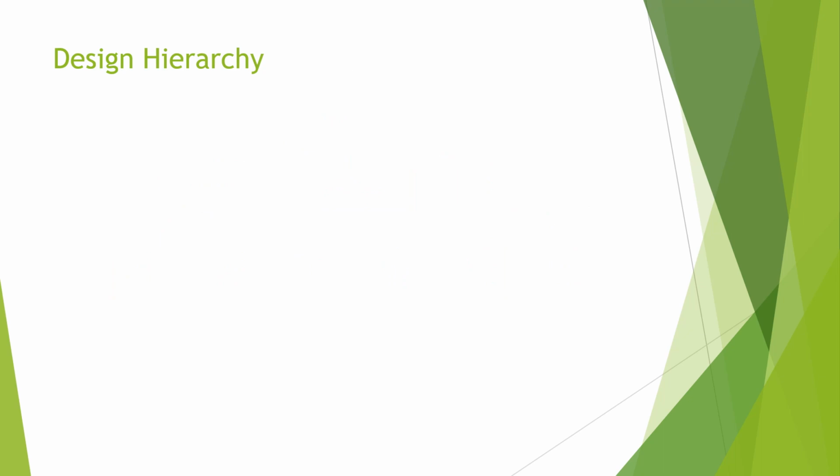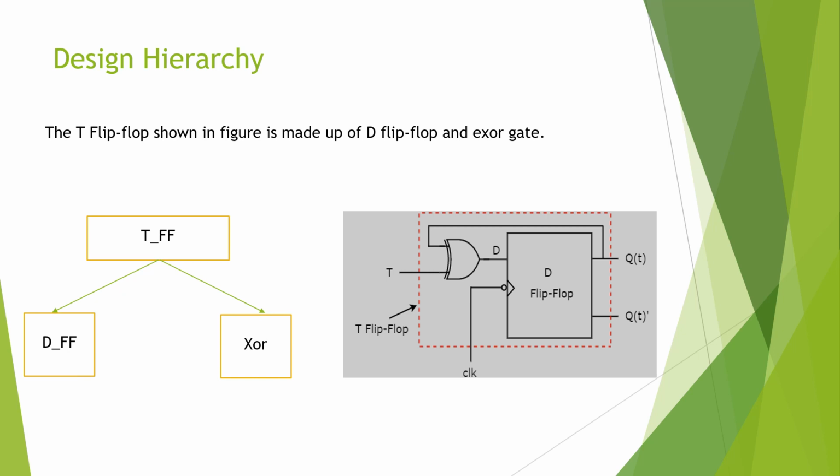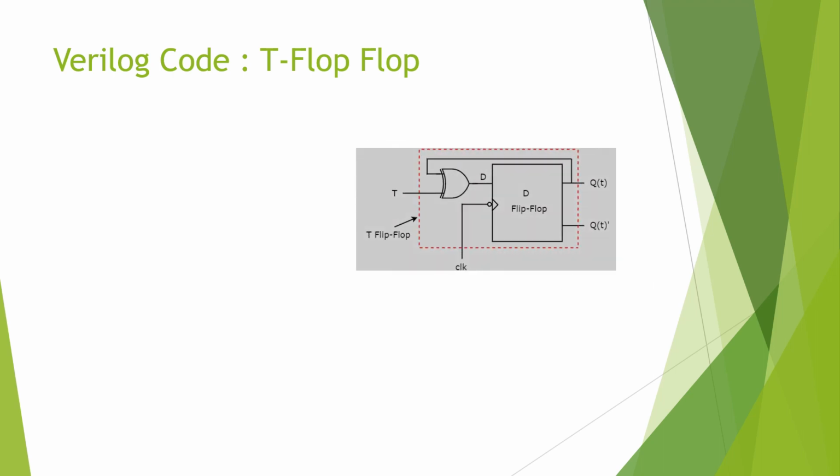Let's take an example to understand this in more detail. As you can see in this diagram, the T flip-flop is made up of a D flip-flop and an XOR gate. So here the T flip-flop is a top level block which will be designed from the sub-blocks D flip-flop and XOR gate. To understand the top-down methodology, let's see our first Verilog code for the T flip-flop. Don't worry about the syntax. I will explain each one of them in detail later.